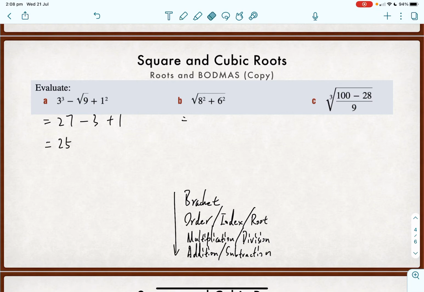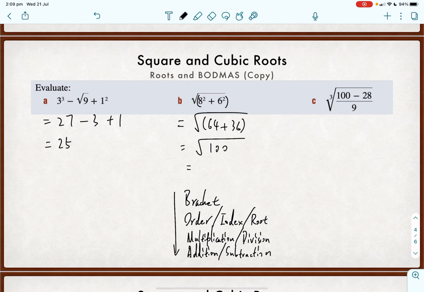Now, because we got multiple numbers inside the root, there's a bracket inside the root. So we need to do whatever is inside the bracket first, because bracket is before order. So now inside the bracket you got two roots. So you got indices and also plus. That means we need to do indices first here because indices come before addition. Now 8 squared is 64. Plus, we didn't touch it, so you leave it there. 6 squared is 36. Now 64 plus 36, we are now having 100.